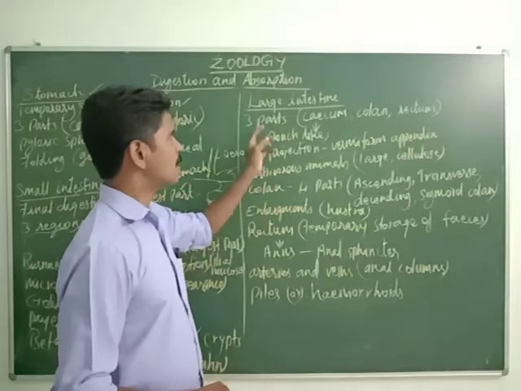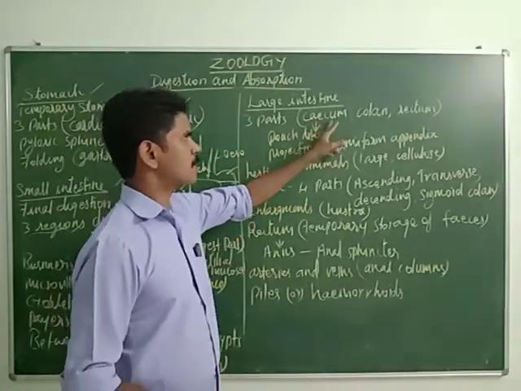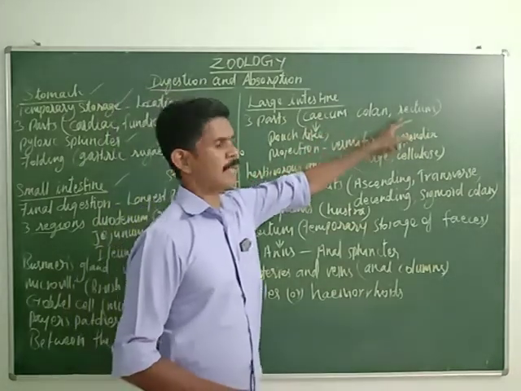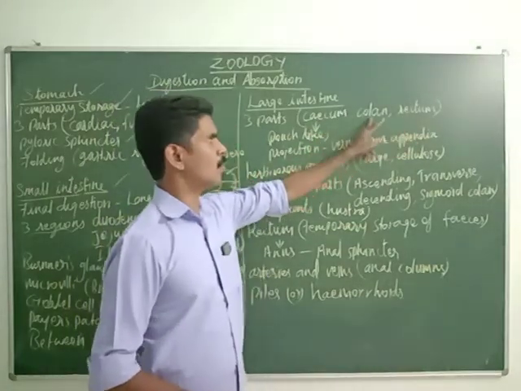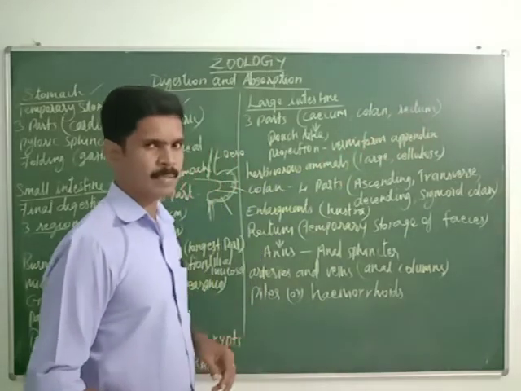The large intestine is divided into three parts, or it has three regions. The first region is called the cecum, then the colon, then the rectum. Okay, cecum, colon, and rectum. Next to the rectum is the anus.